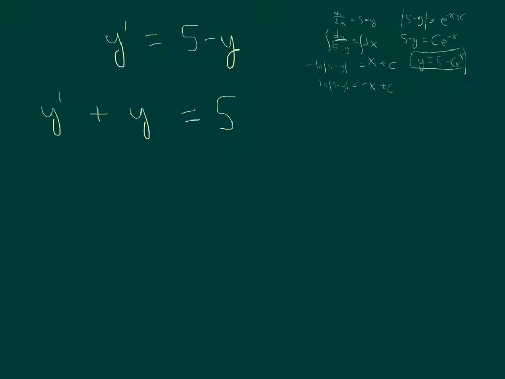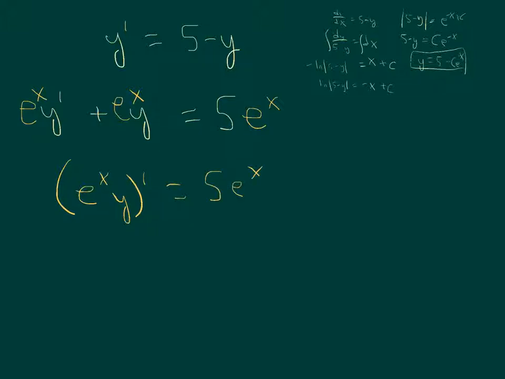And what I'm going to multiply both sides by is e to the x. So if I distribute this e to the x to all these terms, I get e to the x y prime plus e to the x y is equal to 5e to the x. And if you look at this left side, it's the derivative of something. It is the derivative of e to the x y. And the product rule turned it into what was above it, is equal to 5e to the x.